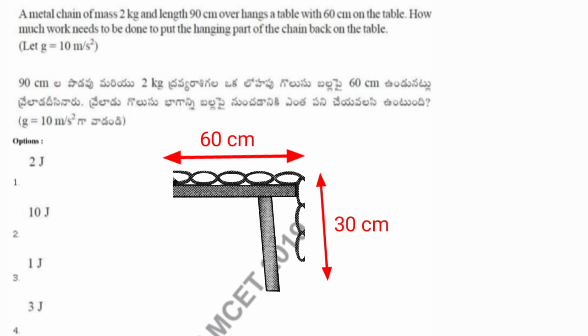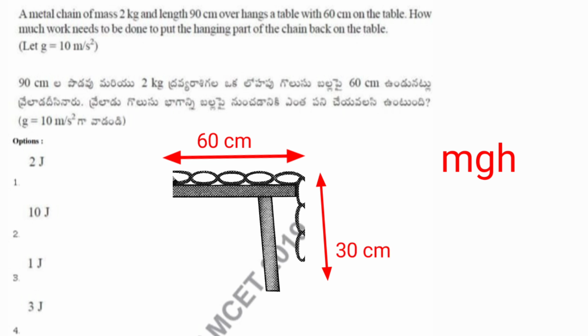So let's see this question for instance. This is a quite simple one actually. We just need to find the mgh value. Mgh is the work done, isn't it, to put that hanging part back onto the surface. But in the mgh formula, one needs to put h as 15, not 30, because whenever a question comes up like this, whether that might be chain or rod or thread or anything of that kind, one needs to solve that problem in terms of center of mass, not in terms of whole height. Because the whole mass seems to be acting at that particular point.